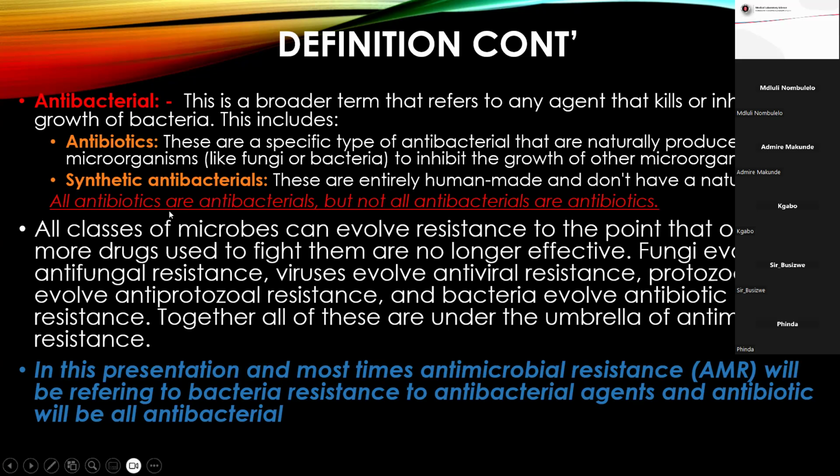So I think the difference is more clear. Technically we can say all antibiotics are antibacterial, but not all antibacterials are antibiotics. But because it's a common term which will always be used, but now and then as laboratory people we need to understand the difference. So I will refer to antibiotics in this presentation as antibacterial, or antibacterial as antibiotics, but it's just a disclaimer. And also in this presentation, antimicrobial resistance will be more focused on bacteria.